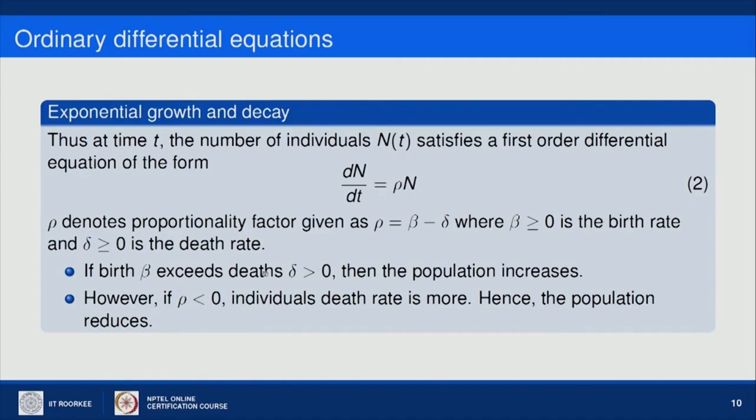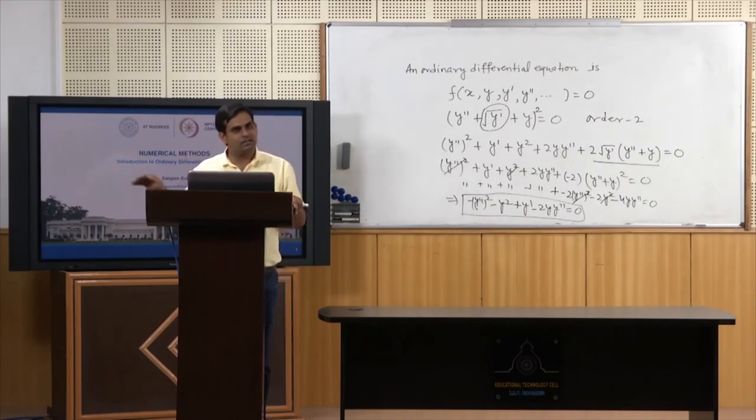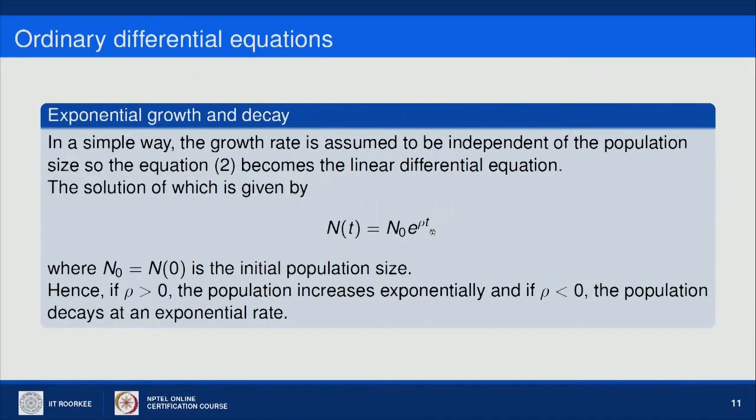So, if beta exceeds delta, it means rho is positive and hence the population is increasing. If rho is negative, then the death rate is more compared to the birth rate, and hence the population is decreasing. The solution of this is given by n(t) equals n naught e raised to the power rho t.